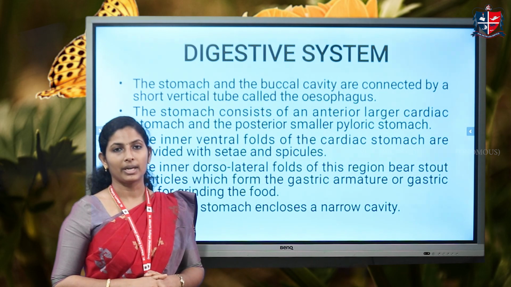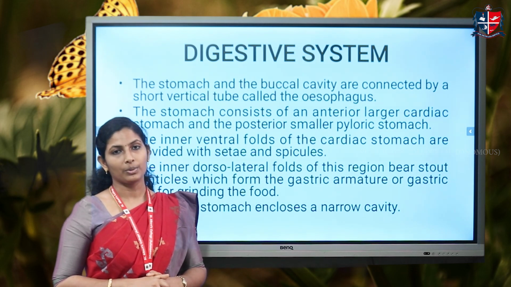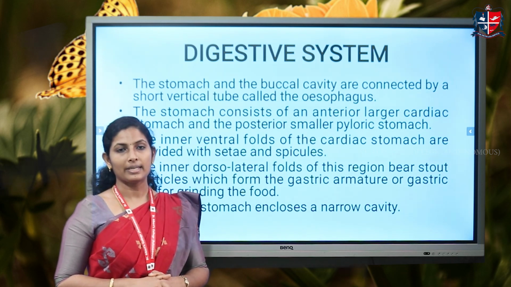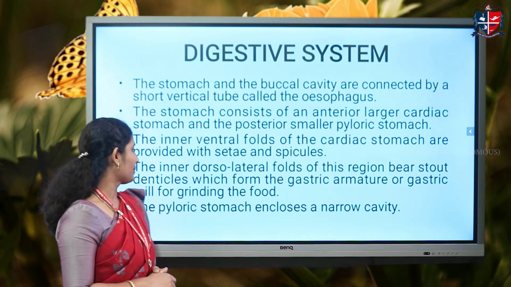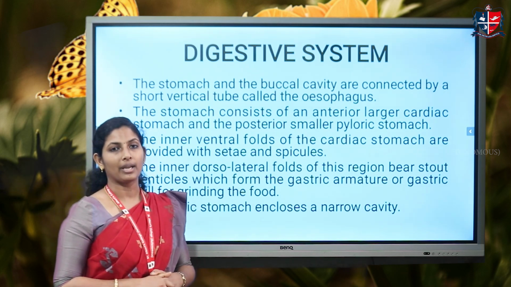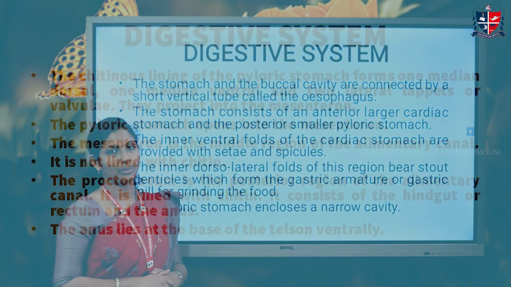The stomach is further divided into two parts, an anterior larger cardiac stomach and a posterior smaller pyloric stomach. Both these portions are lined with chitin, and the anterior larger cardiac stomach contains several setae or spicules in the inner ventral folds. Also, in the inner dorsolateral folds, there are stout denticles which act as a gastric armature or gastric mill for grinding the food. This continues into a narrow cavity called the pyloric stomach, so the pyloric stomach encloses a narrow cavity.